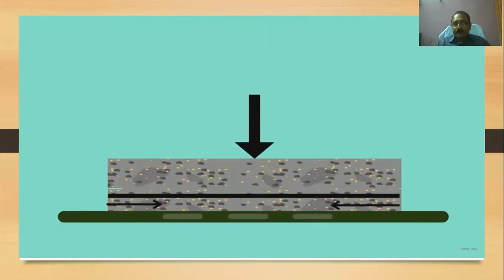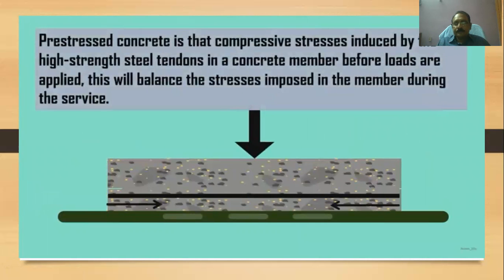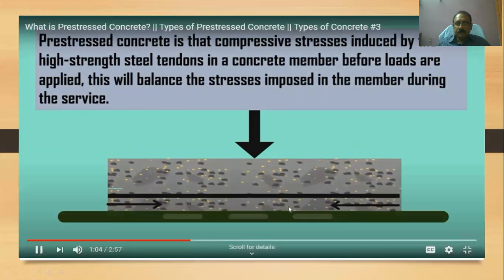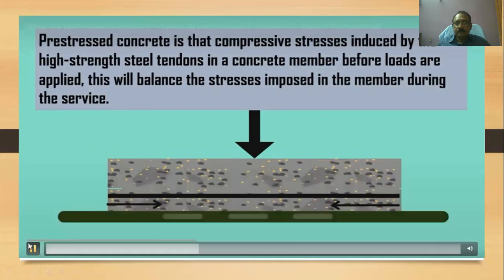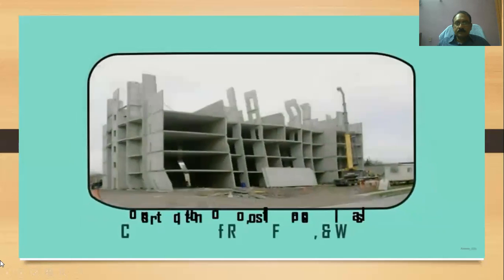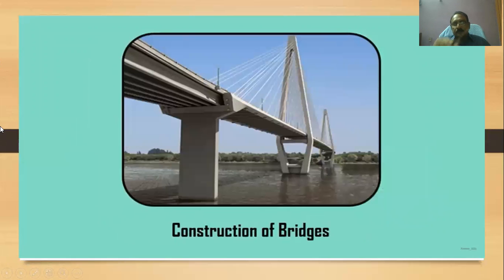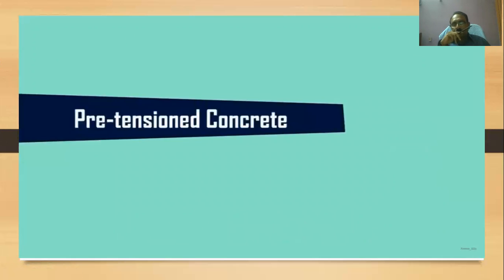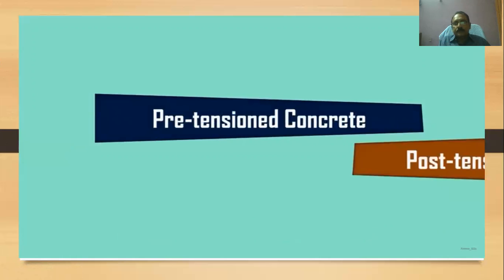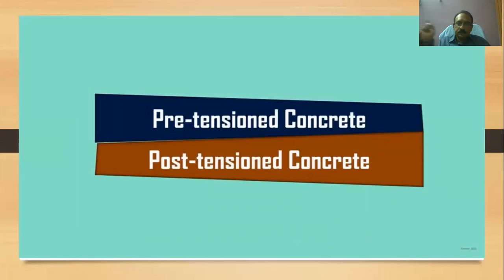Basic principle. The principle behind pre-stressed concrete is that compressive stresses induced by the high-strength steel tendons in a concrete member before loads are applied. This will balance the stresses imposed in the member during the service. Pre-stressed concrete can be used for the construction of roofs, floors, walls, and bridges with longer unsupported spans. Pre-stressing is generally done by two methods: pre-tensioned concrete and post-tensioned concrete.